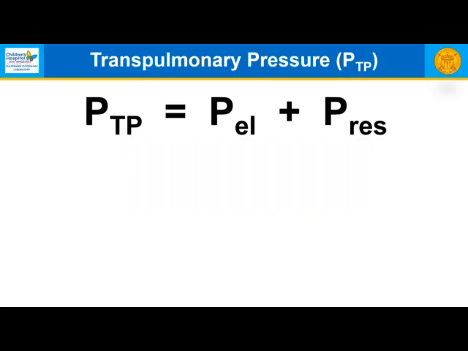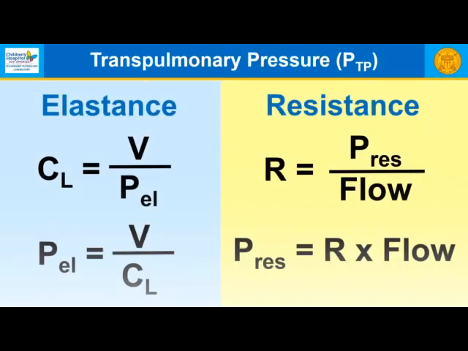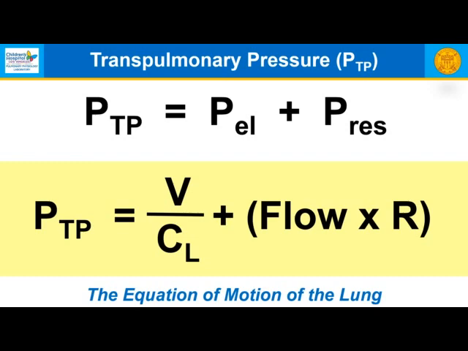Okay? Basically then, using this equation of motion, we can calculate again what the PEL is, its volume over compliance by this curve, and the resistance component is resistance times flow. So this equation of motion is that transpulmonary pressure is equal to volume divided by compliance plus resistance times flow. I think you can understand, if you have stiff lungs, you have low compliance, this is going to be a very large term. On the other hand, if you have high resistance from airway obstruction, then flow times that large number will be a high term.